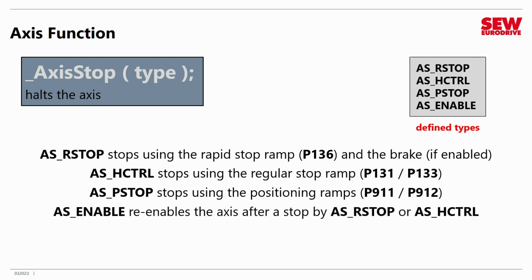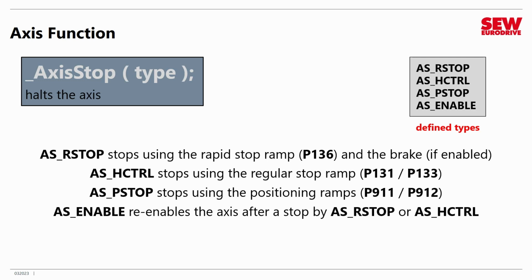And then the final type is AS enable. After you stop the axis using RStop or H control, the axis will not run again until you re-enable it. So you have to do an axis stop with AS enable sent in. That re-enables the axis after a stop.